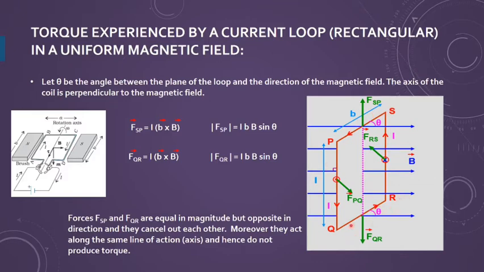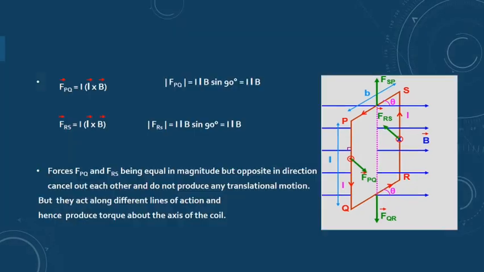Because of these lengths, no torque will be produced, because the forces produced are equal and opposite. But now if you see what is happening because of PQ and RS, you need to see the values. Again, the formula is the same. If I take PQ length as L, then in place of small b, I will be writing the length of the side, which is L into L cross B.